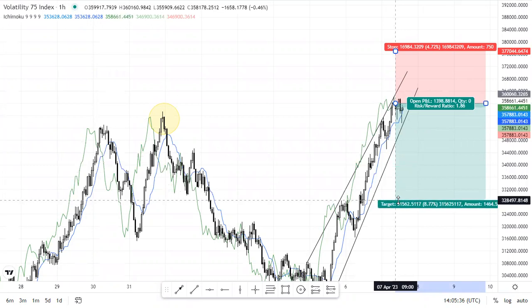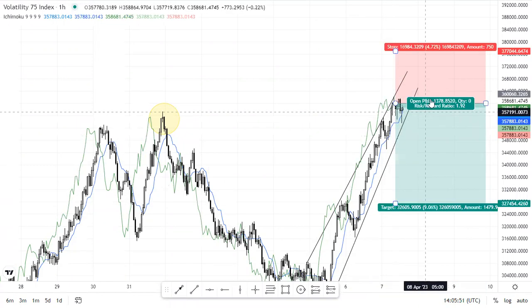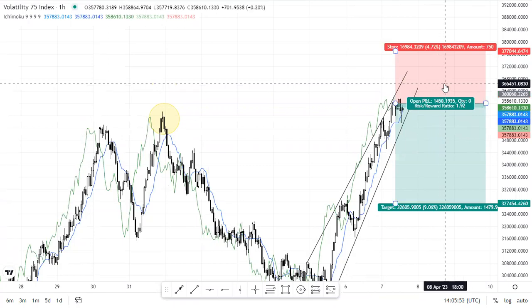And our take profit is going to be here at the previous high, the previous high of this channel. So we are looking for our take profit to be here at level 327,454. Obviously, VIX is way different to NASDAQ and the price levels are way different.